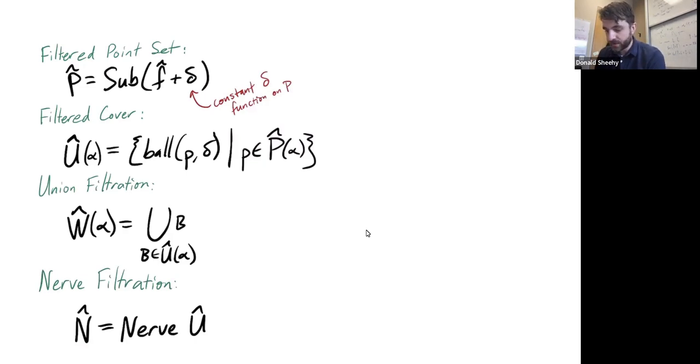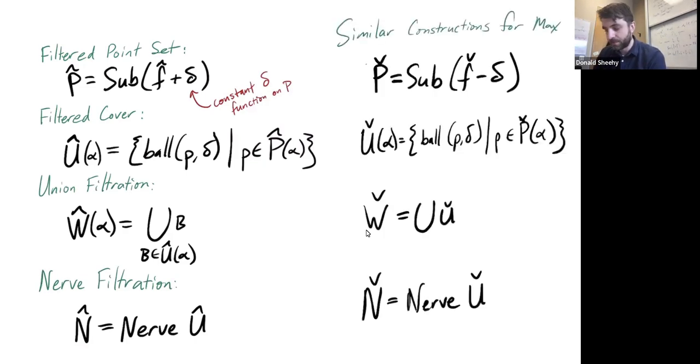And so I do this for the min, and I've got the same definitions for the max. So I've got a different filtration. The only main difference here is that when I take the points for the max extension, I shift it the other way. So I go minus delta. But all the other definitions are the same. You just have to turn your V's into wedges, etc. Hats into checks.